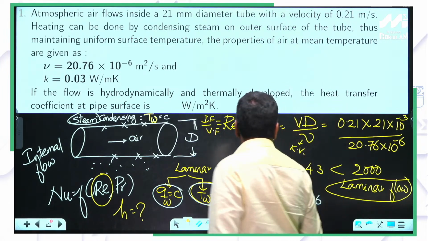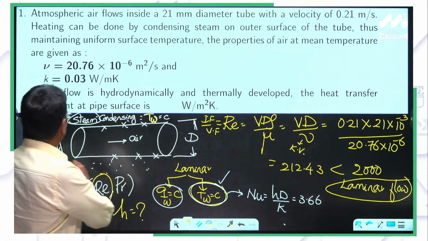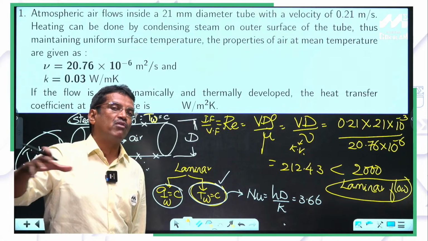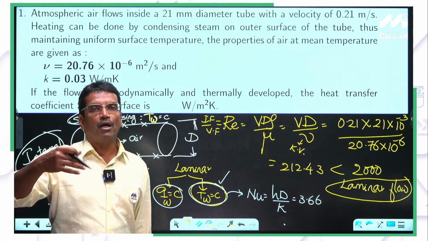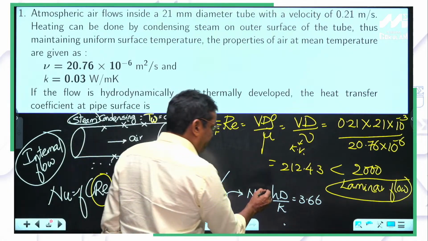Therefore, the Nusselt number is 3.66. Mind that all this discussion is regarding internal flows. If the flow is external, like flow over a flat plate, the formula for the Nusselt number will be entirely different.